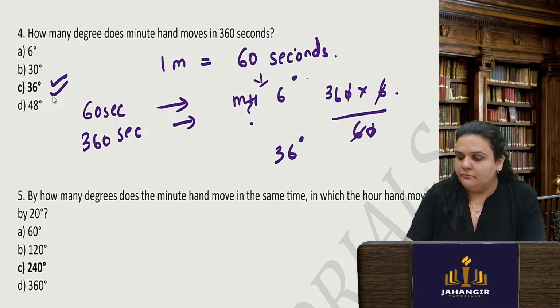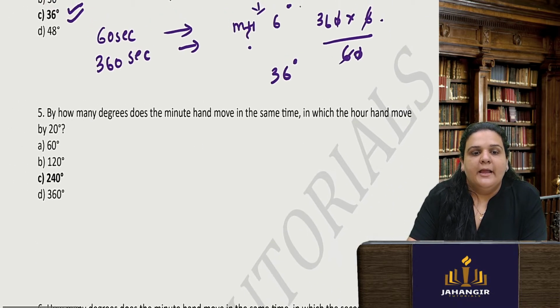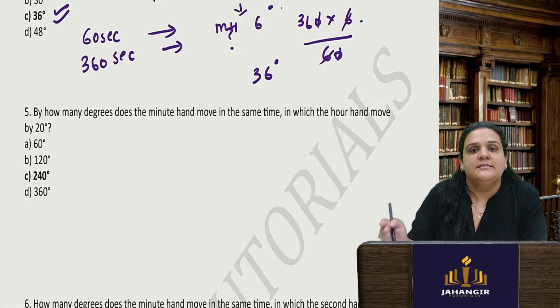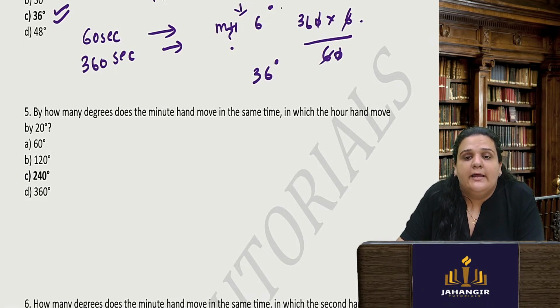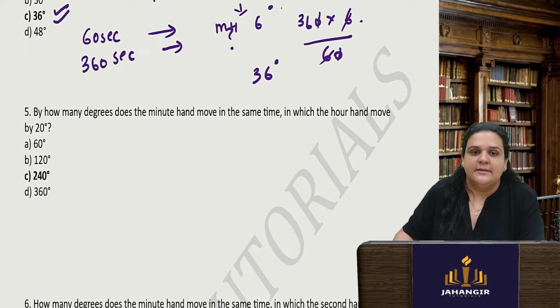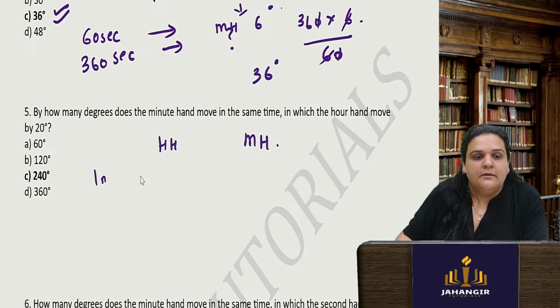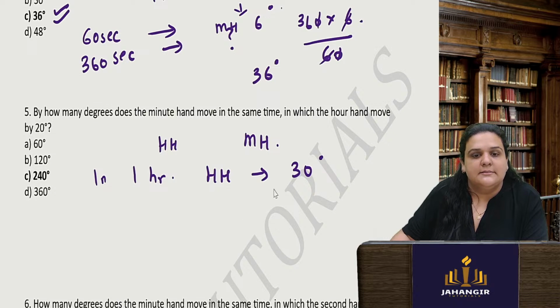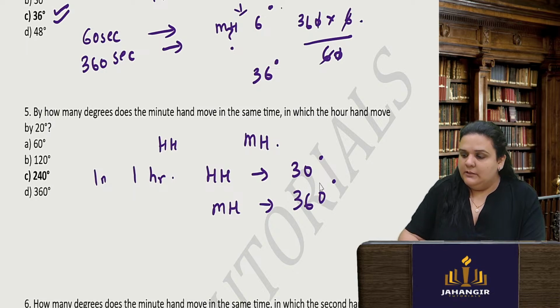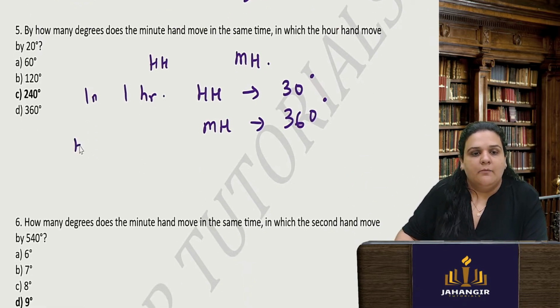Come on, next question. By how many degrees does the minute hand move in the same time in which the hour hand will move by 20 degrees? Again the same thing: hour hand and minute hand, we have established the relationship between them. In 1 hour, the hour hand moves how many degrees? By 30 degrees. And the minute hand moves by how many degrees? 360 degrees. Correct. So here I can write hour hand moves 30 degrees, minute hand moves 360.